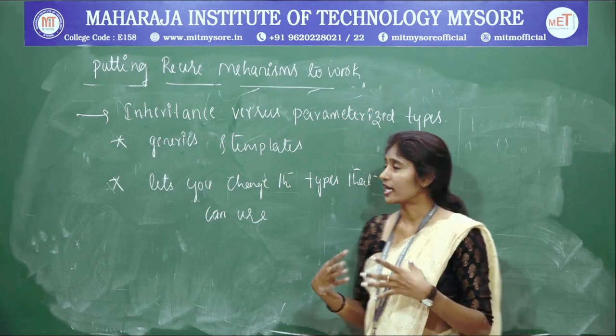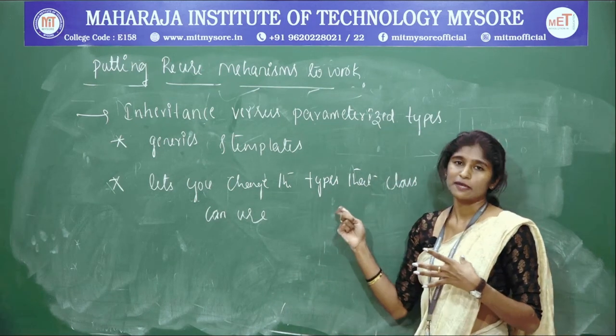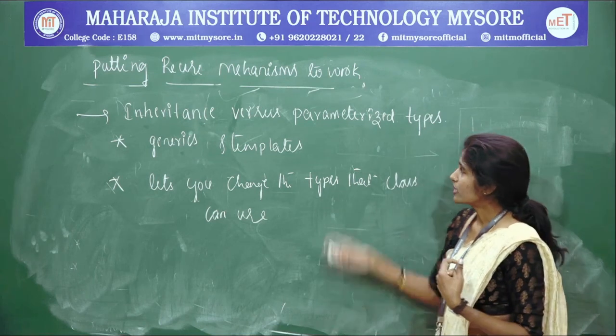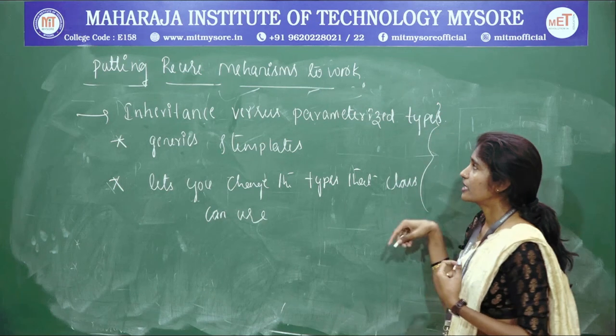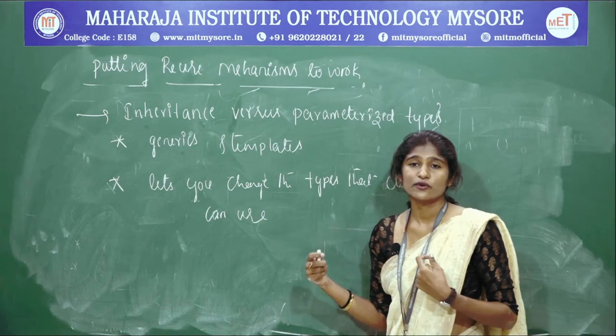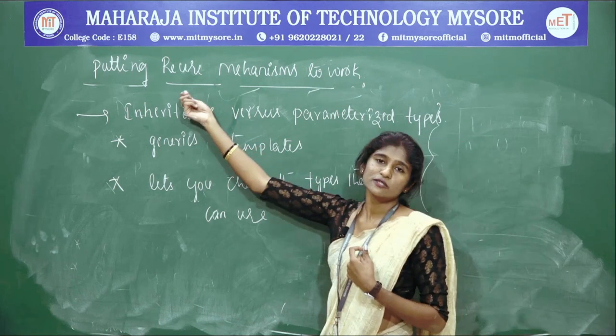So within a class you can go with different type changes in the parameters. That is how the differences between inheritance, parameterized types and composition work. All these three are used for reuse mechanisms.